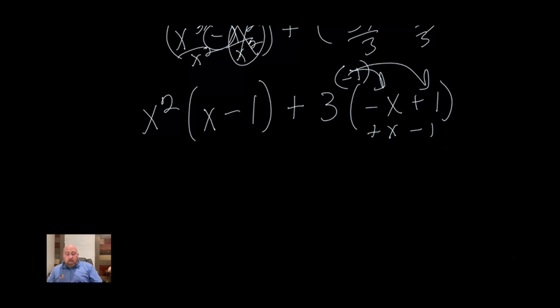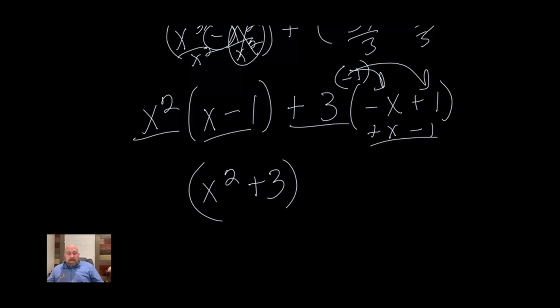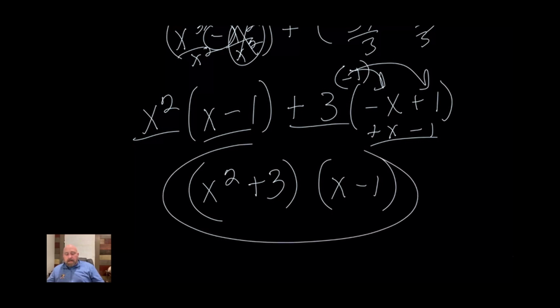So when we do that, we end up with this x minus 1. That's important because those match. Those go together. Okay, so what does this look like? It looks like x squared plus 3. That's the first factor here. And then the x minus 1 is the second factor. Okay, and that would be our solution.